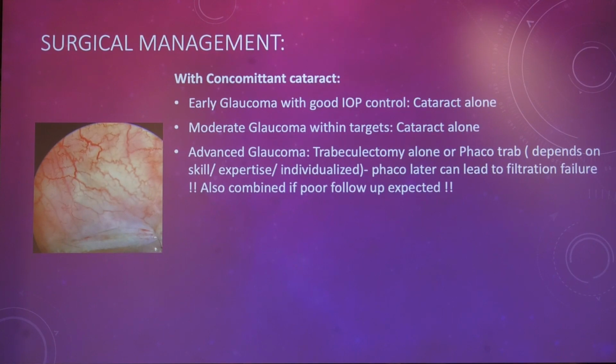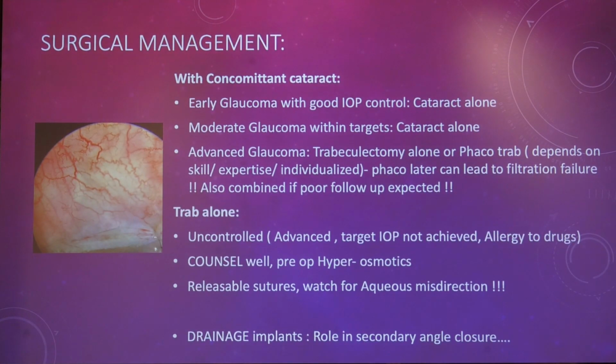Surgical management with concomitant cataract. Early glaucoma with good IOP control, you can do cataract alone. It will do well for pressure control. Moderate glaucoma with IOP within targets, again cataract alone. Advanced glaucoma: trabeculectomy alone or phaco-trab depends on the skill and expertise of the individual surgeon. Phaco done later after trabeculectomy can lead to filtration failure, so that is to be remembered. And it can also be combined if poor follow-up is expected.